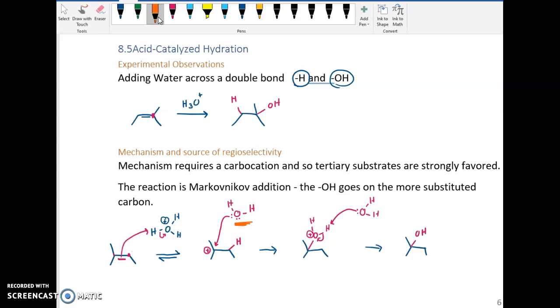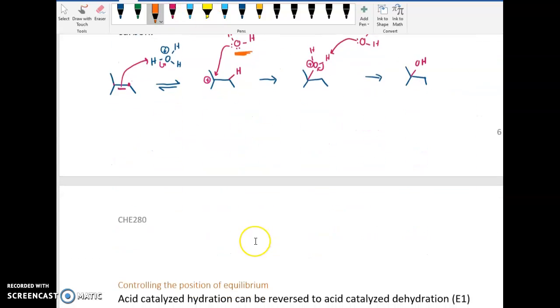But remember, this is called acid catalyzed hydration. We don't have any hydroxy. There is no hydroxy in the solution. We do have water in the solution, but we don't have any hydroxy, so you can't add hydroxy.